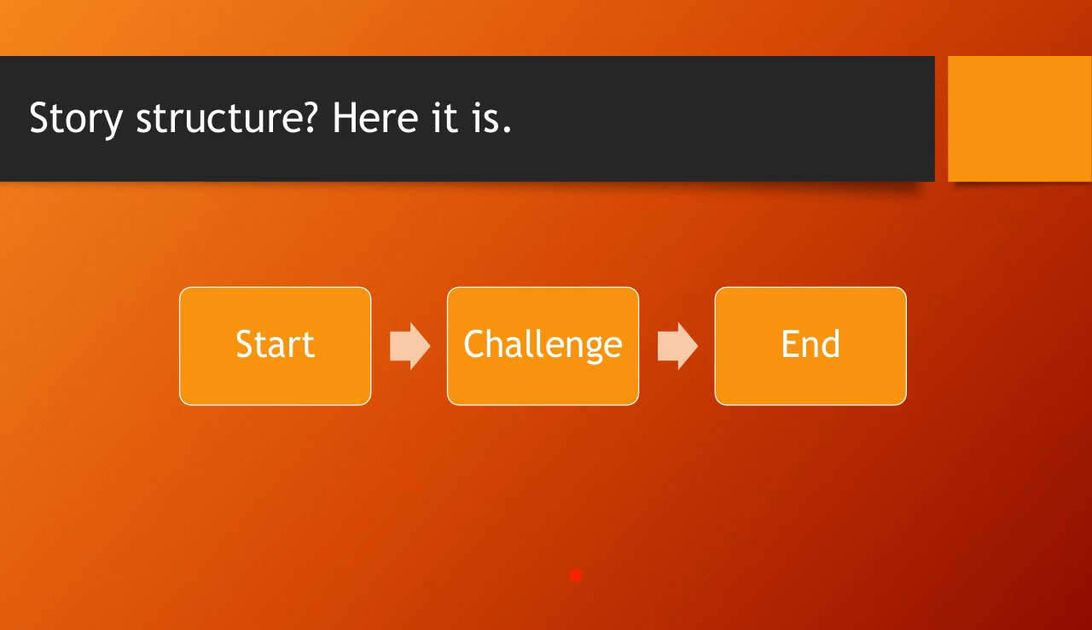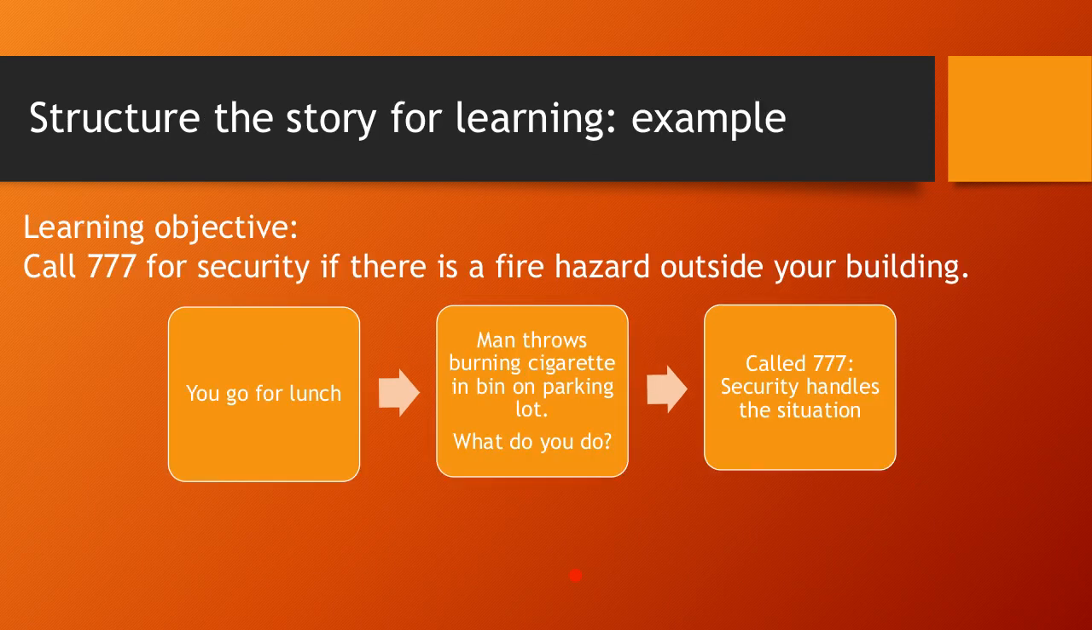I'm just going to show you a quick example, and some of the listeners here will recognize that little example. So if, for example, your learning objective is that people need to call 777 for security if there's a fire hazard outside the building. That's your learning objective. It's from one of the courses that I made for the hospital when I worked there.